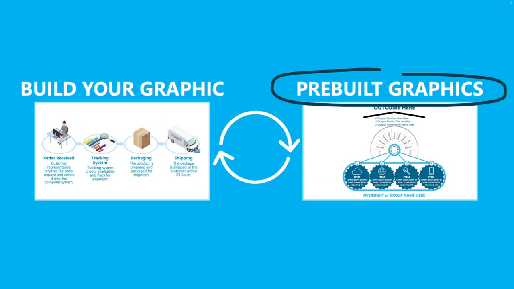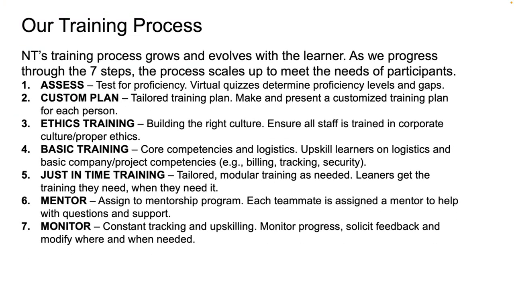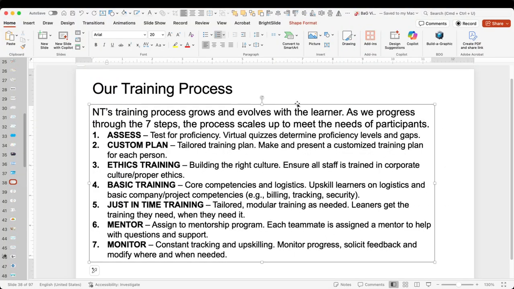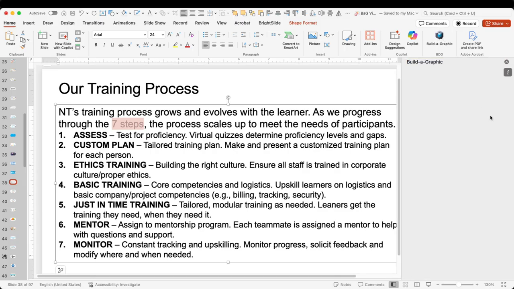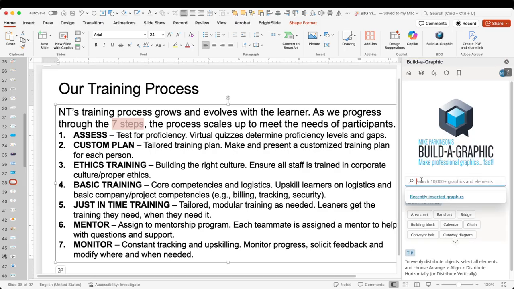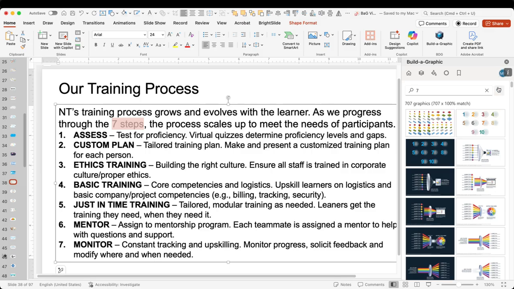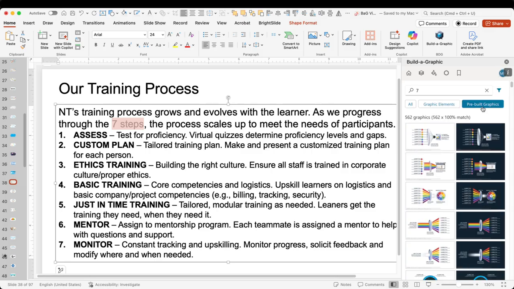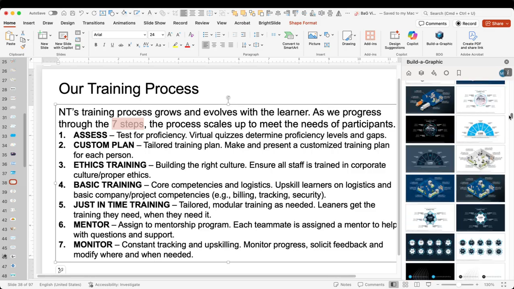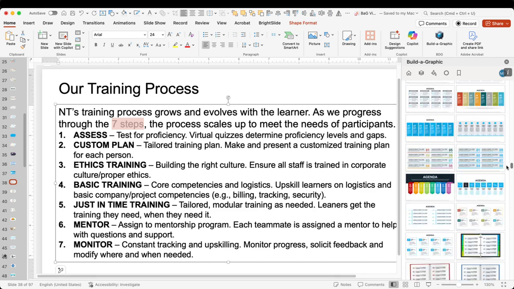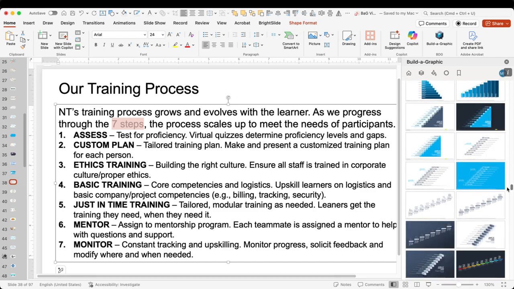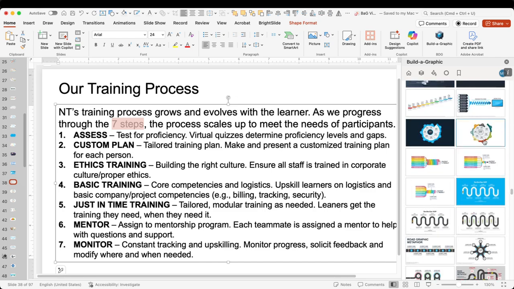Let's move on to pre-built graphics. Modifying or creating pre-built graphics is even easier. So I'm going to take that same text. This time I'm going to open up my Build-A-Graphic add-in and type in the number 7. And then I'm going to filter it for pre-built graphics. And then all of these graphics can be used to show 7 steps. Either they already show 7 or can be easily modified.